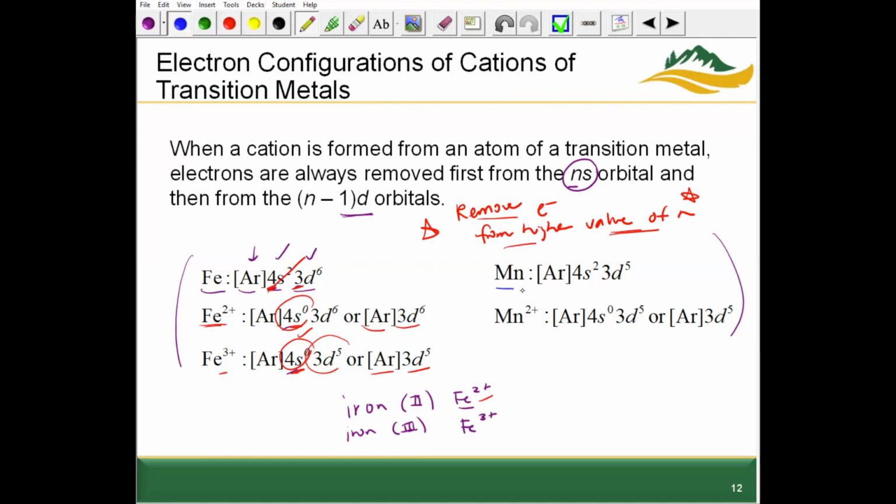We can see this for manganese as well. So here's 4s2, 3d5. When that 2+ cation forms, we again take it away from the n equals 4 before we take electrons away from the 3d. n equals 4 is higher than n equals 3. So again, those 2 electrons are removed here from the 4s subshell first. So removing electrons from the higher value for n, the subshell with the higher value for n first.